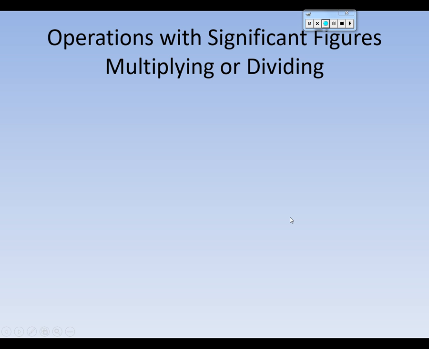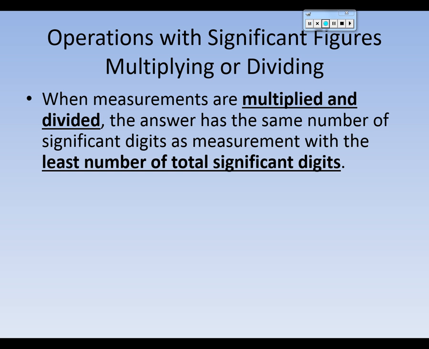It depends on what math operation we're doing. First, if we are multiplying or dividing, when measurements are multiplied or divided, the answer has to have the same number of significant digits as the measurement with the least total number of significant digits.